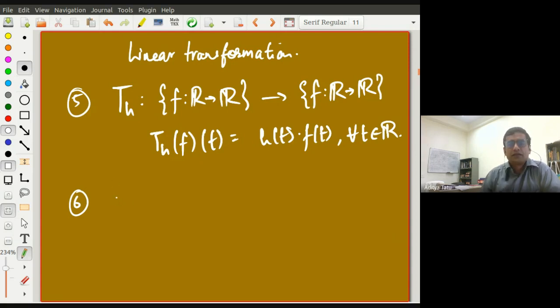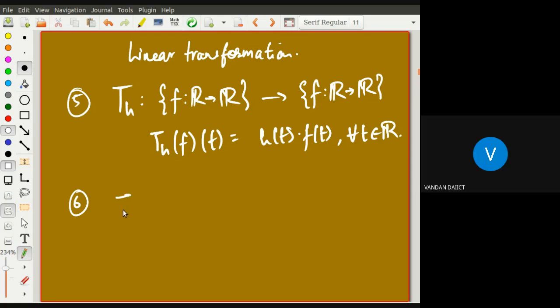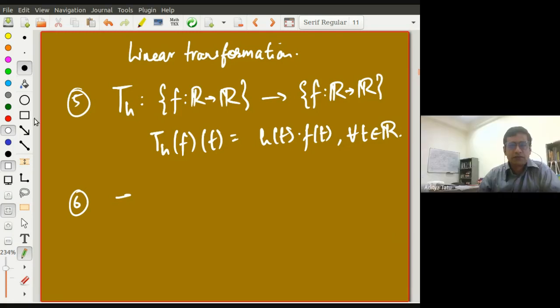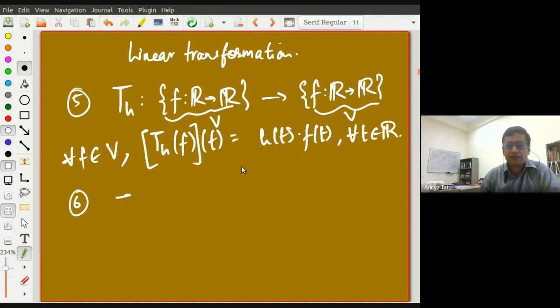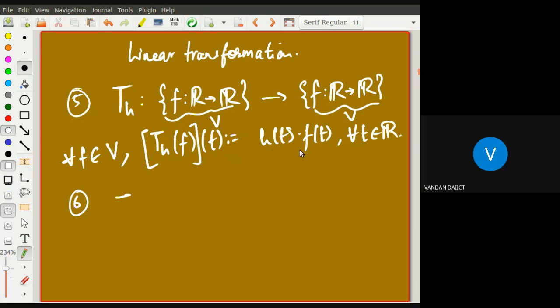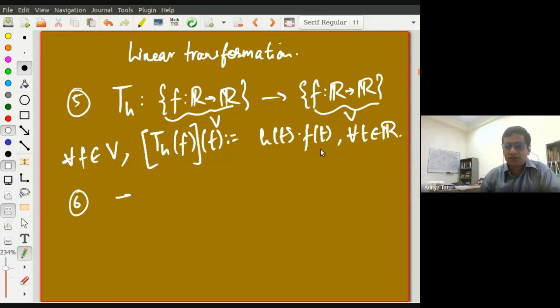Sir, the last function definition, I don't understand. Which one? The fifth one, T_h of f at t. So let's say this is my vector space V. Then for all f in V, T_h maps f to a function in V. So it's a function. I can define the function by specifying the value this function takes at every t, which I am defining in this way. So it's basically like a pointwise multiplication.